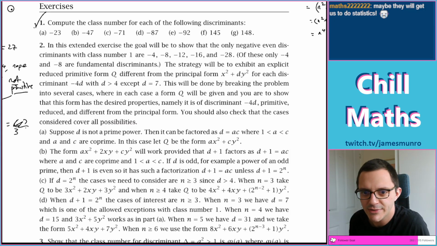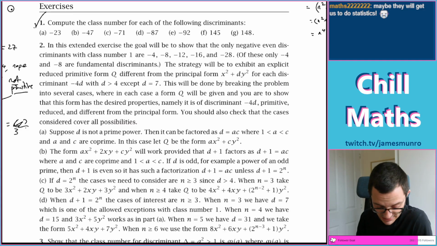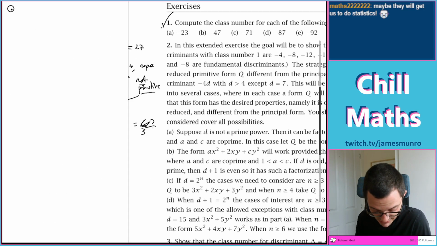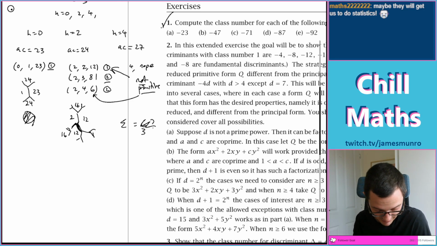The only negative even discriminants with class number 1 are these numbers. So for all the other ones, maybe you can always find a symmetry, or maybe you can always find 2 different solutions. Negative numbers was the cases like the ones on the left over here, where we looked at some negative discriminants, and we found these different cases. That's scribbled out, I wonder why.